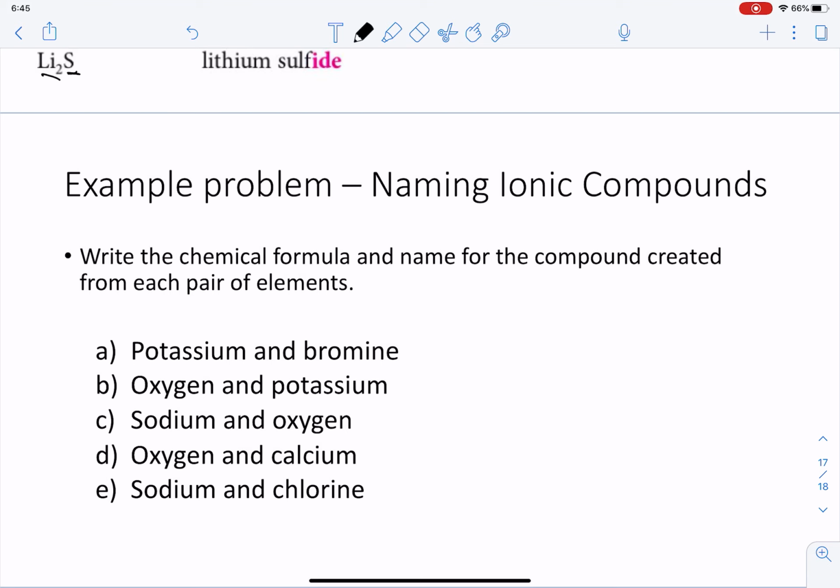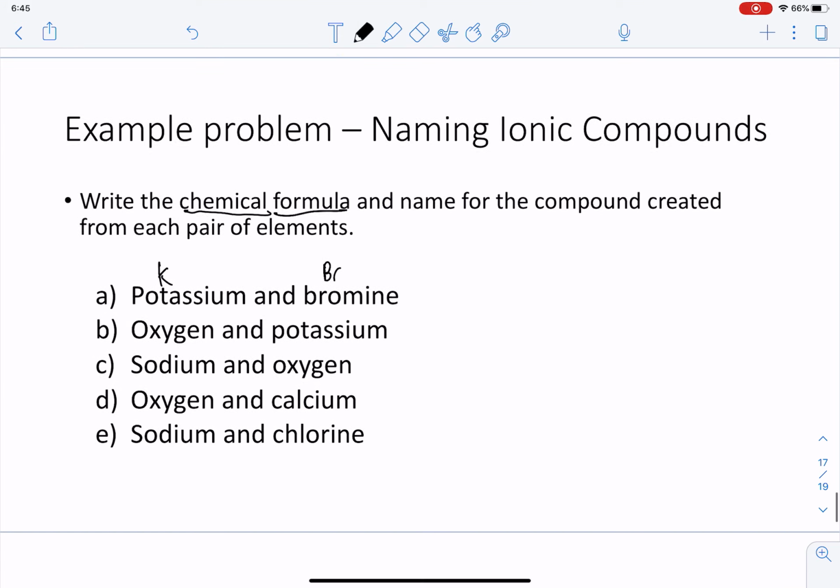And this brings us to our last example problem. Write the chemical formula and name for the compound created from each pair of elements. To write the chemical formula, this is the heavy lifting because we need to find the charges for each element. So if we look at potassium, or K, and bromine, let's go to the periodic table.